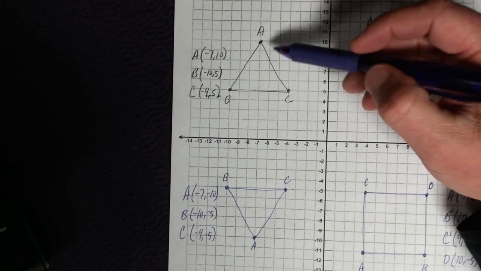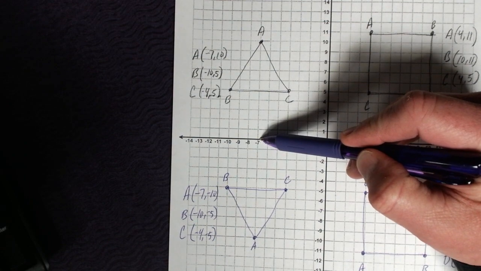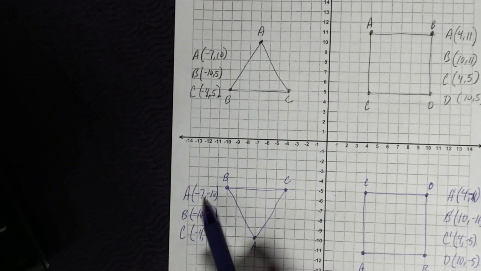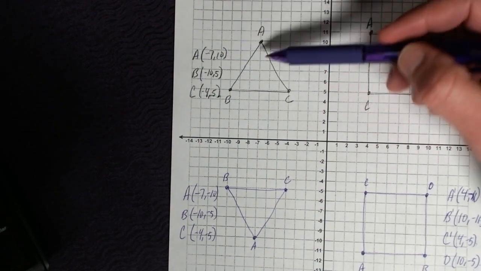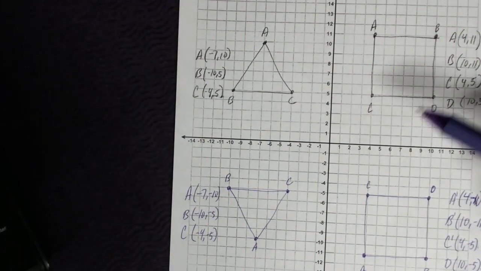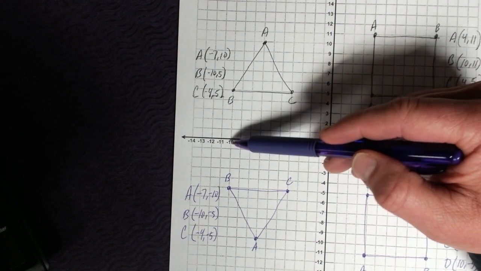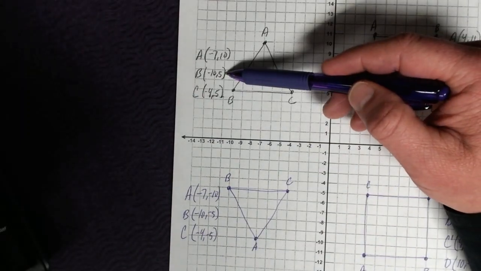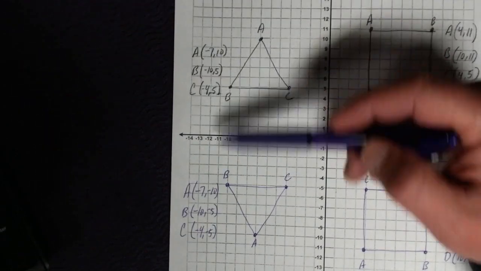All right, so let's try A. A is 10 spaces from the x-axis, so it's got to be 10 spaces below. So we have negative 7, negative 10. Our original one was negative 7, positive 10. So again, that y value changed to the opposite and the x stayed the same. Let's look at B. B is negative 10, 5, so it's 5 spaces from the x. So it has to be 5 spaces below the x. It started at negative 10, positive 5, and ended up at negative 10, negative 5. So again, that y value changed.